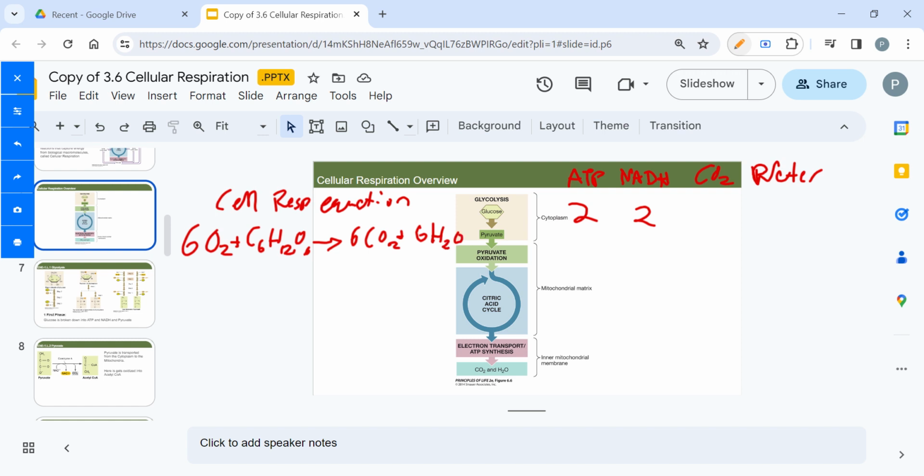Okay, so if we take a look so far, all I've done is use the glucose. So of my equation, I have accounted for the glucose. That's it. I've not used any oxygen yet. I've not created any carbon dioxide or water. And we're going to keep on going back to this equation over and over again. Okay, so of the stuff so far, I've made 2 ATPs and 2 NADHs. All right, so we just completed this step. I'm now going to be moving on to the pyruvate oxidation.